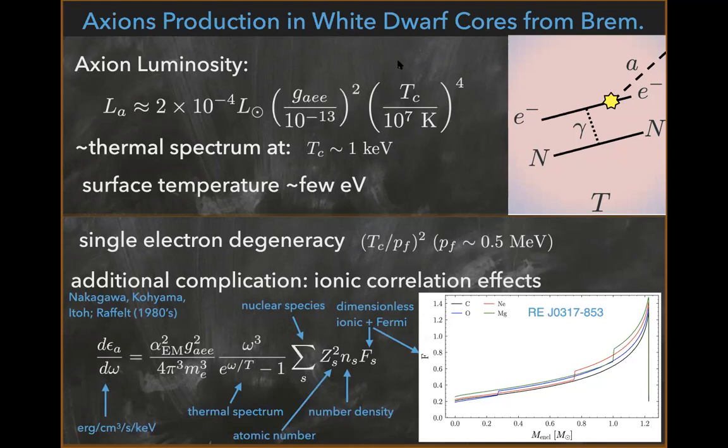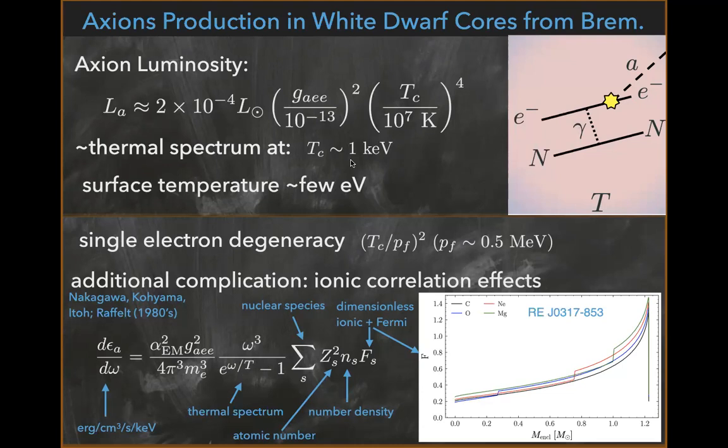So inside of the white dwarf, you produce axions predominantly from a very similar process where you scatter an electron off of an ion by exchanging a photon, and then you brem off an axion in the final state. So in this case, the luminosity of axions involves the axion-electron coupling. The core temperature of the white dwarf that we'll be looking at will be of order 1 keV. The surface temperature is actually much lower than the surface temperature of a neutron star.